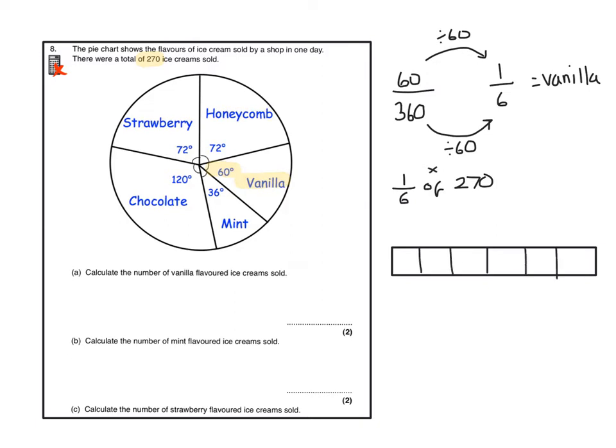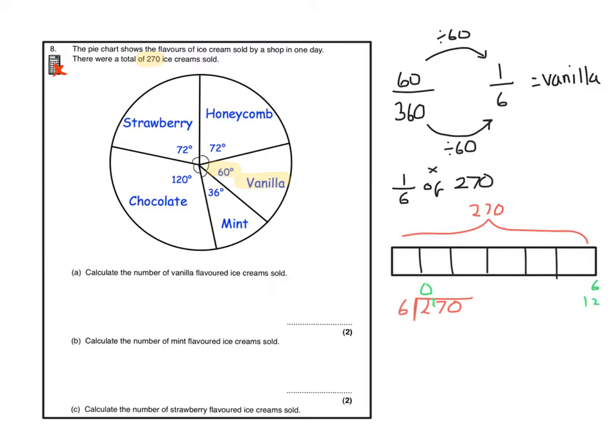So this whole bar is 270, and I want 1/6. So I need to do 270 divided by 6. So I'm going to do that using a bus stop. How many 6's go into 270? 6's into 2 is 0, remainder 2. 6's into 27. Let's just do my 6's down the side.